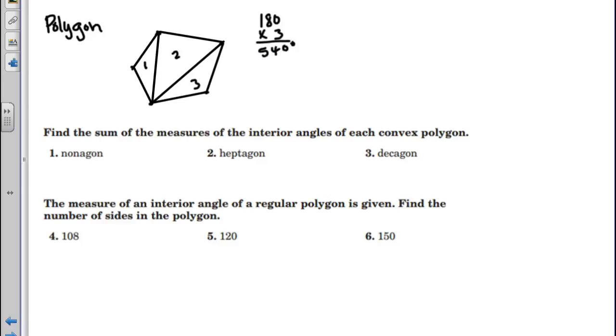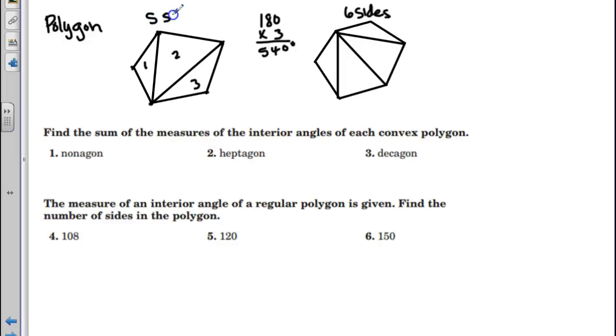Now there's a kind of cool pattern to this. We go ahead and draw a hexagon. 4, 5, 6. All right, so I'm going to go ahead and draw diagonals from this vertex. And you see there are four triangles for six sides, three triangles for five sides. Interesting, difference of two, right? That's actually the formula to be able to find the sum of the interior angles.